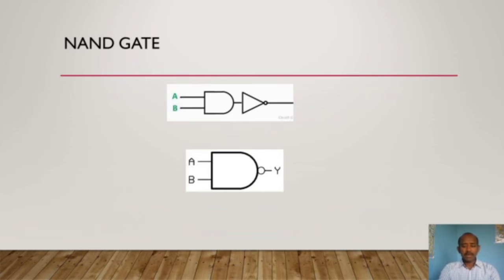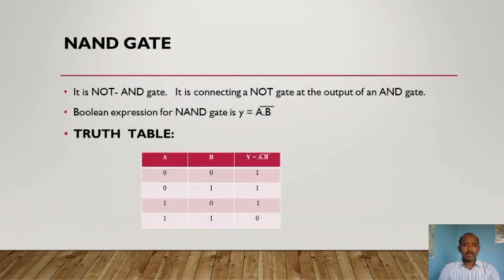So that is the symbol for the NAND gate. Here is the truth table for the NAND gate. If we give the two inputs A and B, the output will be A dot B bar. We know that for an AND gate we get A dot B, that is a binary multiplication, and for a NAND gate we will get the invert of that.